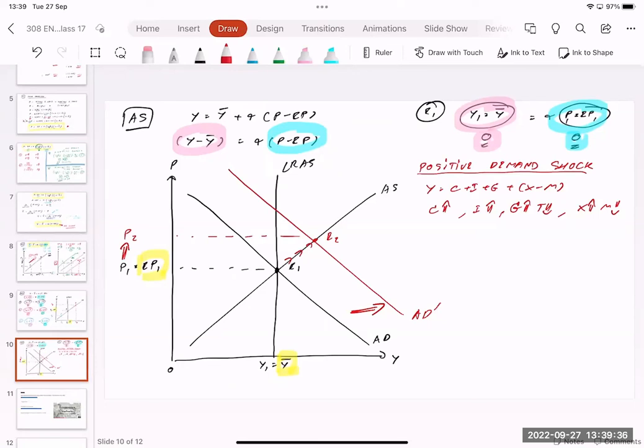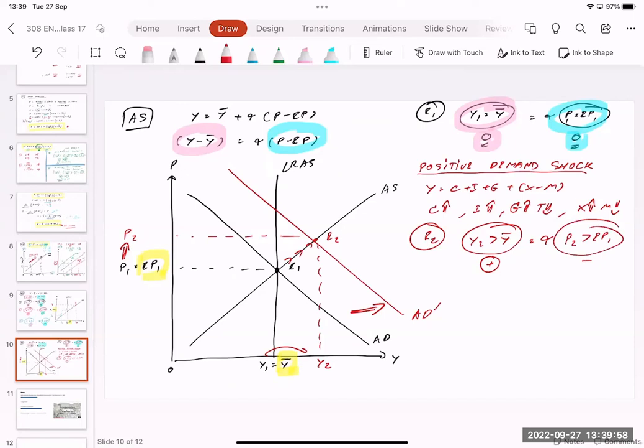When everything becomes more expensive for the firms, what are they going to do? They're going to start to produce more, right? From Y1 to Y2. So at point E2, you can see that they produce more, Y2 is greater than Y bar. The left side of the equation becomes positive, because everything becomes more expensive, P2 is greater than EP1. You see that? Because we have more demand, everything becomes more expensive. That's why firms start to produce more.